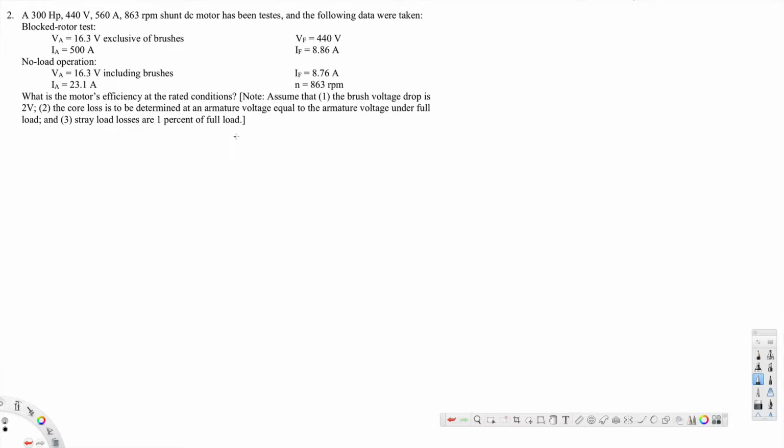Okay, and that's it. Now let's go ahead and calculate the armature resistance, RA. That is equivalent to VA BR over IA BR. VA BR is 16.3 voltage, IA BR is 500 ampere, and that is equivalent to 0.0326 ohm.